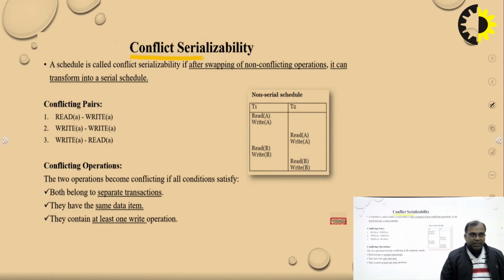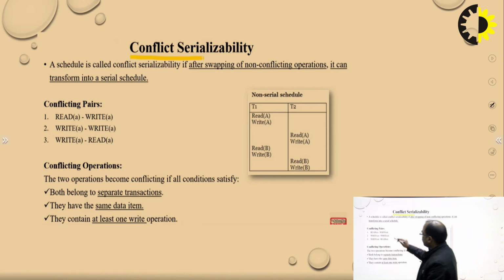A schedule is called conflict serializable if, by swapping non-conflicting operations up and down, it can be transformed into a serial schedule. So we can transform a conflict serializable schedule into a serial schedule. What should be the conflicting pairs? Here there are three conflicting pairs. The first conflicting pair is read of data item A and write of the same data item A.